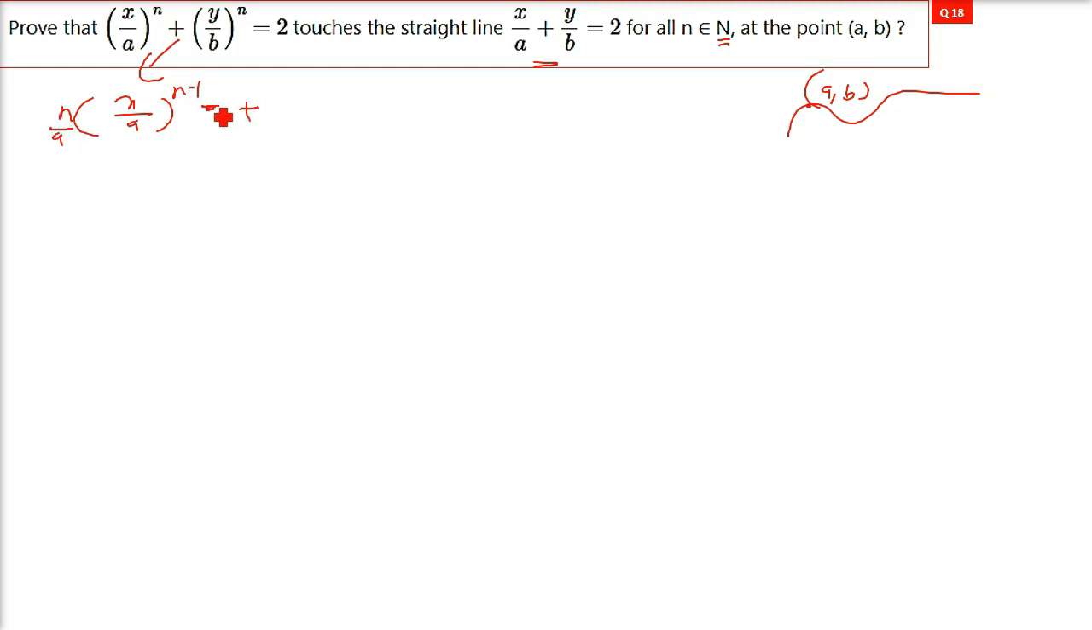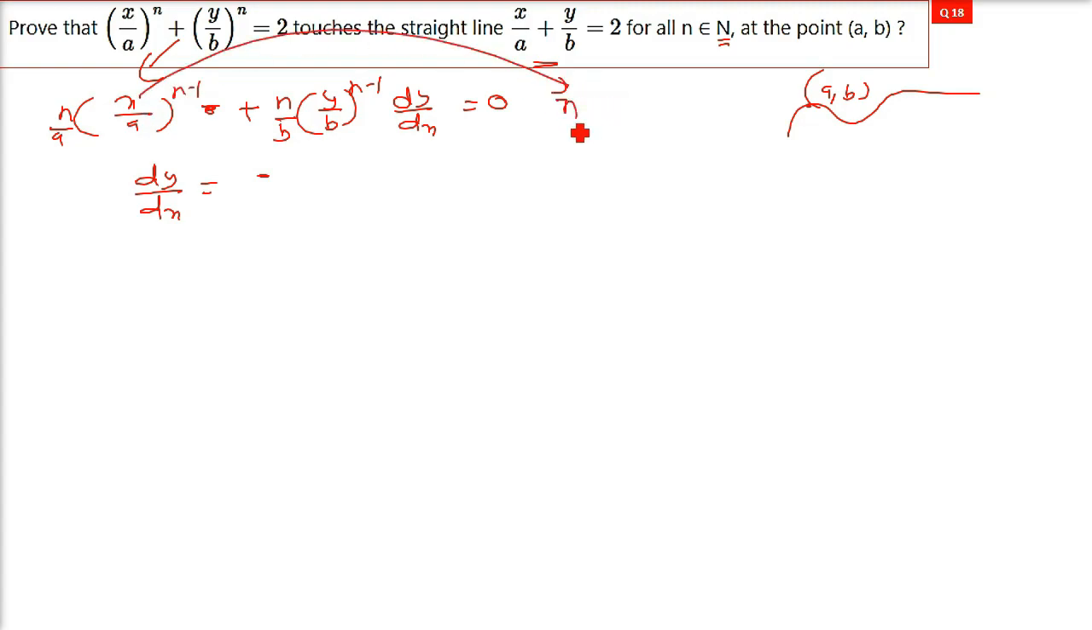Then we have y by b, so n y by b to the power n minus 1. Differentiating y by b gives 1 by b only, and since we are differentiating with respect to x, we get dy by dx, and on the right it is 2, a constant, so it will be 0. When you rearrange it, since there is a plus sign in between, there will definitely be a negative on the right hand side. The n by a, x by a to the n minus 1 will go on the right hand side, and n by b, y by b to the n minus 1 will go in the denominator.